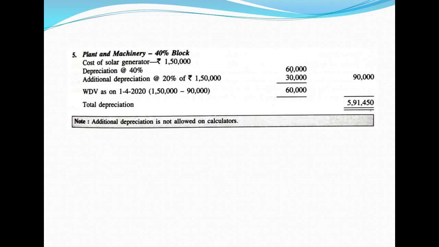So if you add the last column, you'll find a total depreciation of 5,91,450. Here it has been given as a note, additional depreciation is not allowed on calculators because these are office appliances. So additional depreciation is not allowed on office appliances.